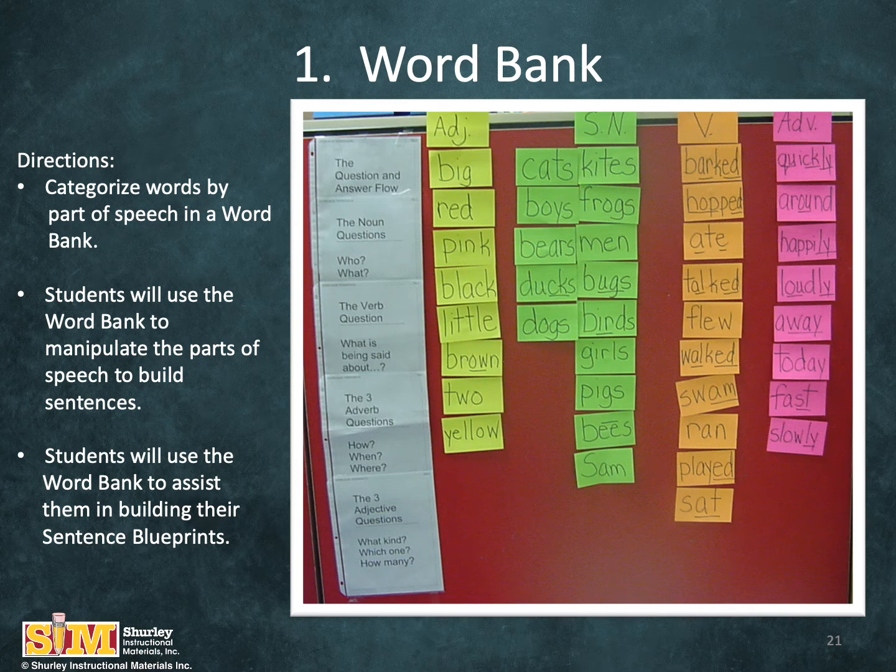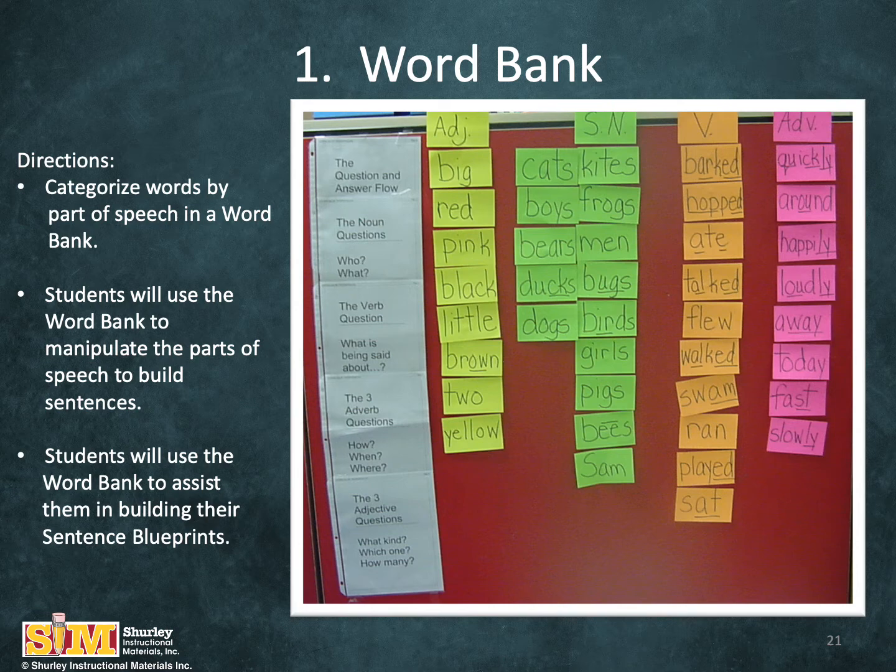The first activity I would like to show you is called Word Bank. This activity will help your students develop a sentence blueprint. You simply create a word bank for your students that has the words categorized into the parts of speech that you've taught them thus far. You can see here that this teacher has already taught the subject, noun, verb, adverb, and adjective.